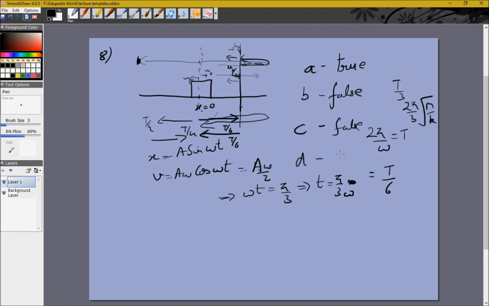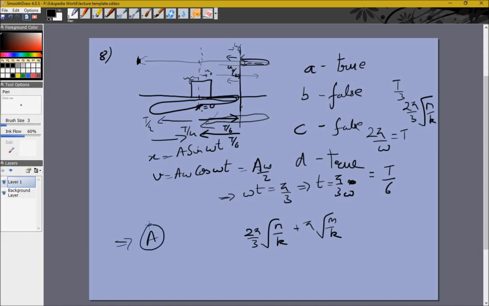D, the time at which it passes through the equilibrium position for the second time. That means it goes and comes back and goes and comes back. So the total time will be this time, 2 pi by 3 root m by k, plus half a time period, T by 4 plus T by 4. So that is plus pi root m by k. So 5 pi by 3 root m by k. So option D is true. Which means the answer to this is A and D.